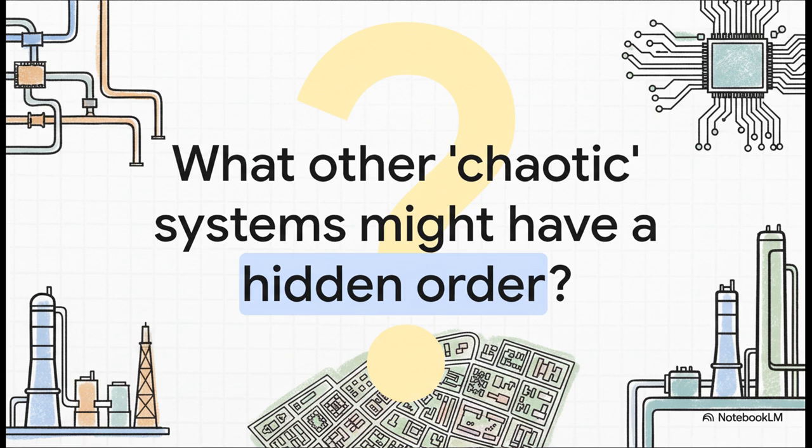And that kind of makes you wonder, right? Now that you've seen the hidden blueprint here, what other complex, chaotic things in your own life, from the way your city is laid out to the circuits inside your phone, might have a hidden order you've just never noticed before?